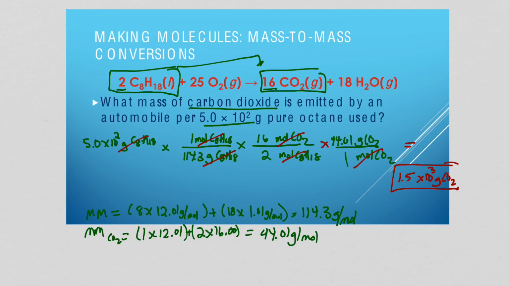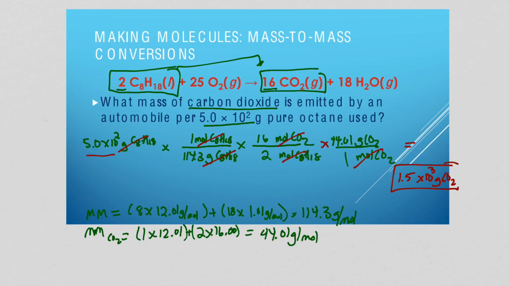Now, of course, notice we didn't ignore significant figures. Since we have only 2 significant figures in this original number, then that's how many significant figures I can have in my answer. So 1.5 times 10 to the third, or 1,500 grams of CO2. Okay.